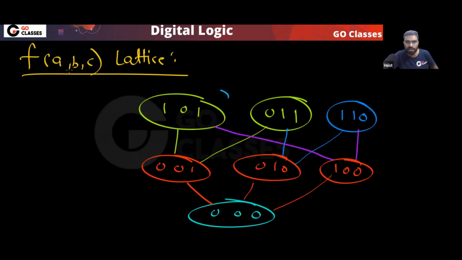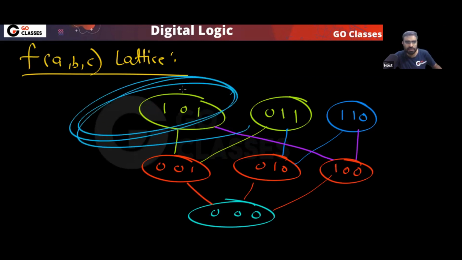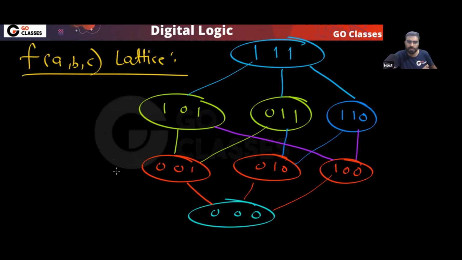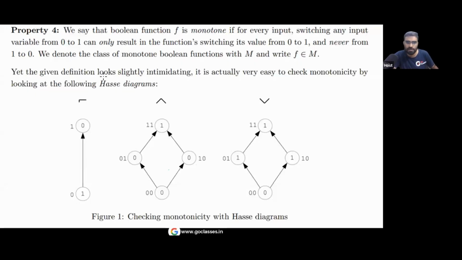And finally, in this, if I increase by changing a single input from 0 to 1, what will I get? How can I increase this? Only this. So this is the lattice you will get. Okay, is this simple? Tell me, are you finding this topic simple? Very simple concept. The concept is not complicated.